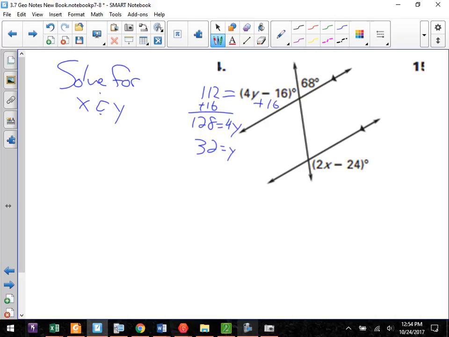You do the same thing down here. Now, when you're working down here, you have to figure out what to set it equal to, which means I have to set it equal to, again, that 112. That's just a shortcut way of doing it.